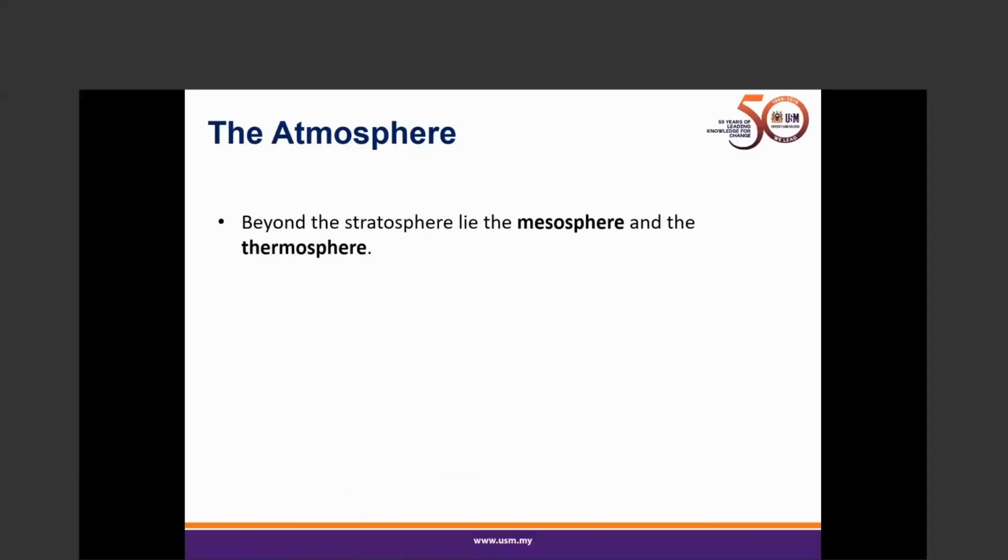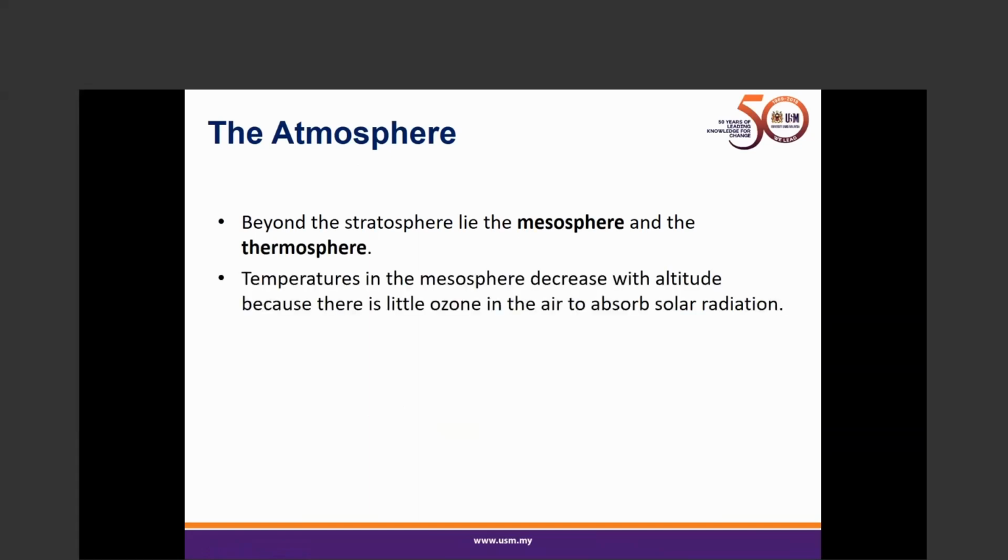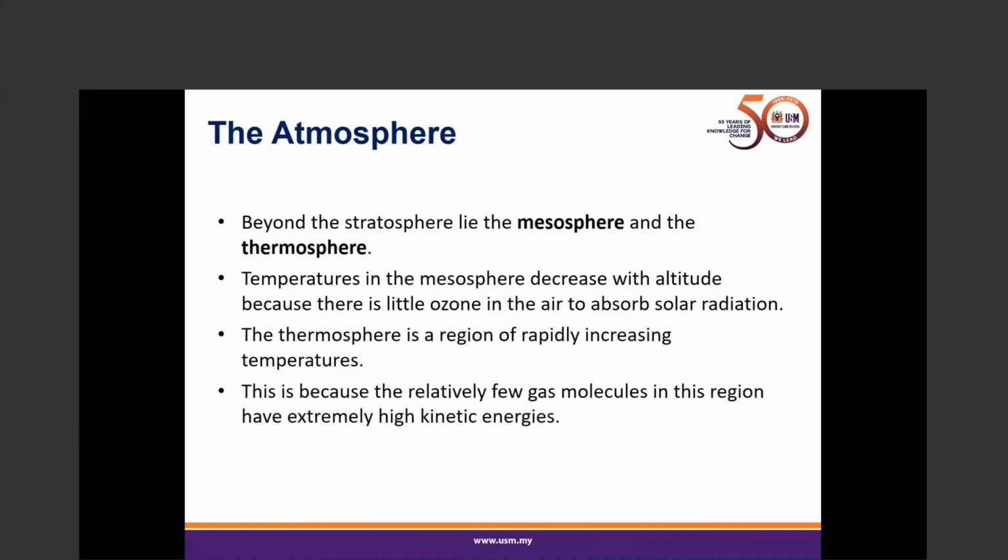Okay, beyond the stratosphere lie the mesosphere and the thermosphere. The temperature in the mesosphere decreases with altitude because there is little ozone in the air to absorb solar radiation. While the thermosphere is a region of rapidly increasing temperature. This is because the relatively few gas molecules in this region have extremely high kinetic energy. At an altitude of about 200 kilometers, temperature can reach as high as 1000 degrees Celsius.